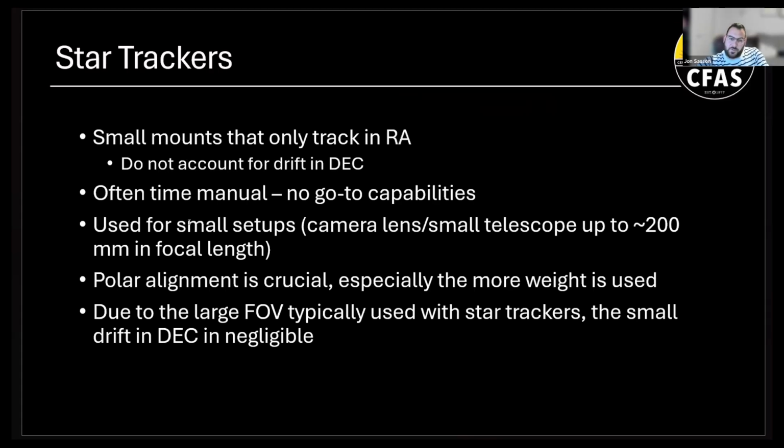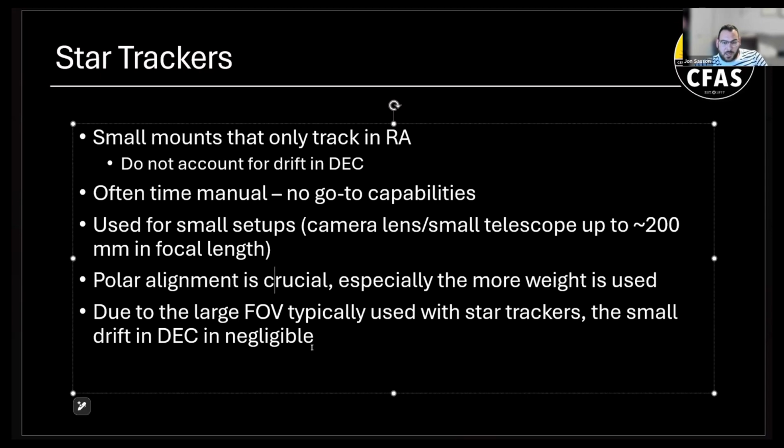These are typically used for small setups. So you have a camera with a small lens or a small telescope, right, up to more or less 200 millimeters of focal length. And it's because of that large field of view that you don't have to worry about really any drift in declination coming up in your pictures. But for these, polar alignment is very crucial, especially the more weight you're putting on these mounts. So yeah, I already mentioned that you don't have to worry about that.